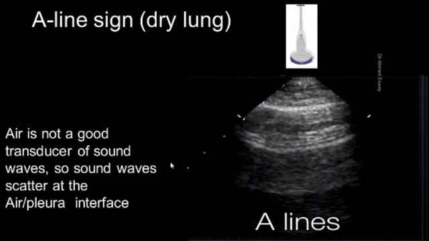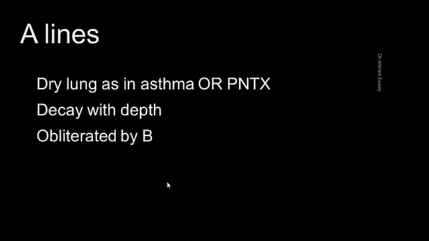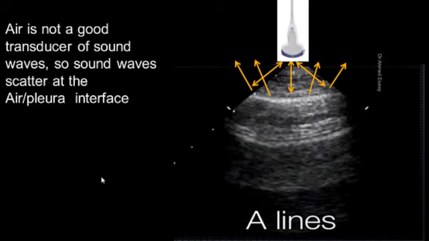These are examples of the A line sign. In dry lung, as in asthma or pneumothorax, we find the A line. It decays with depth and is obliterated by the B line, as we will talk about later on.